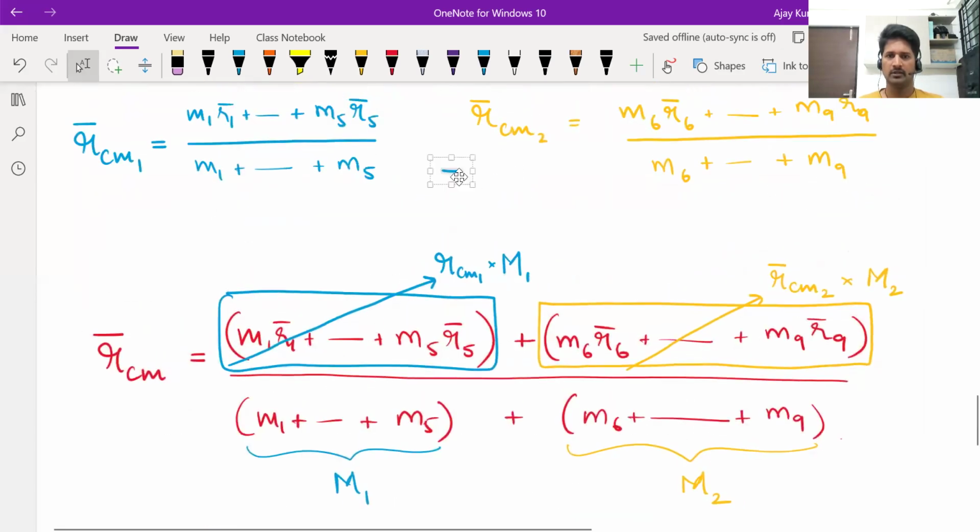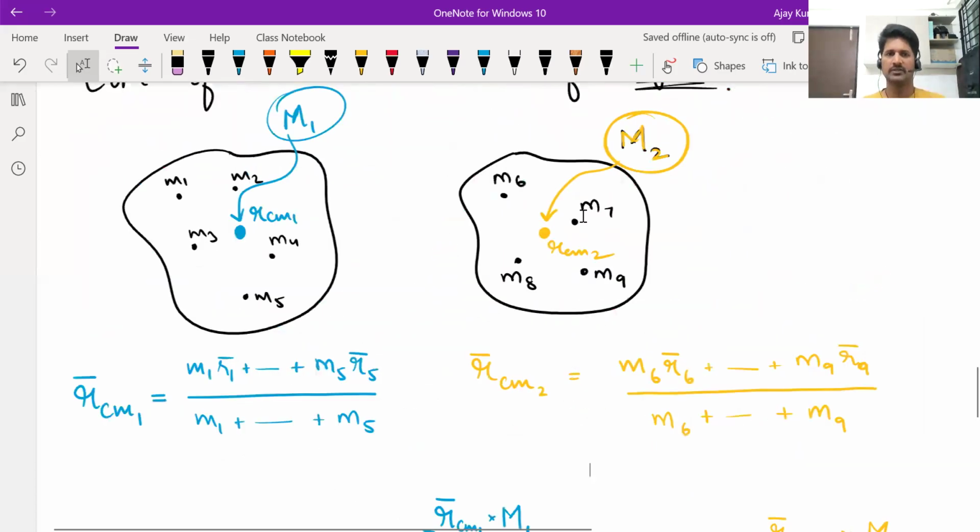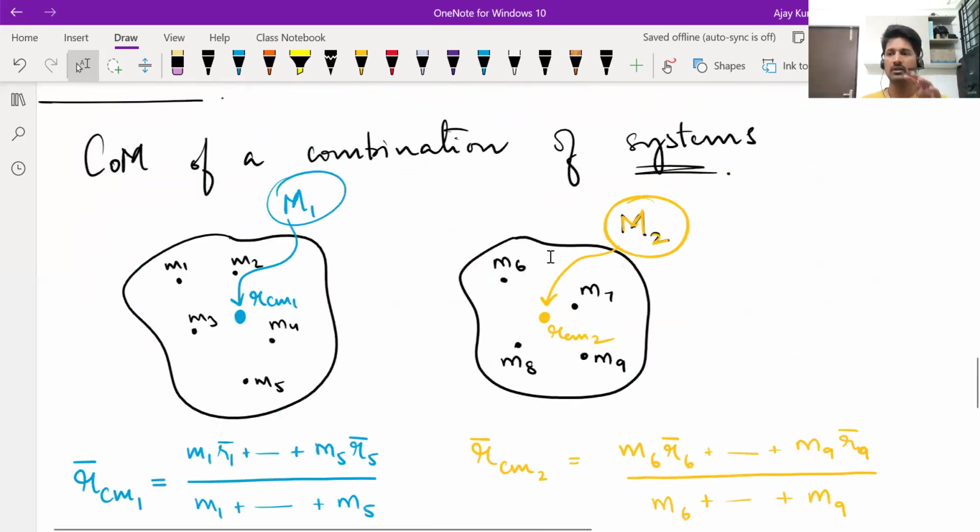Okay. So if there's a combination of multiple systems, we proved this for two systems, but there could be any number of systems. Suppose there's a combination of systems like this, and you want to find out where is the center of mass of this combination. Treat each system simply as a particle placed at its own center of mass, and then use the particle formula. You will get the position of the overall center of mass. That's the idea.